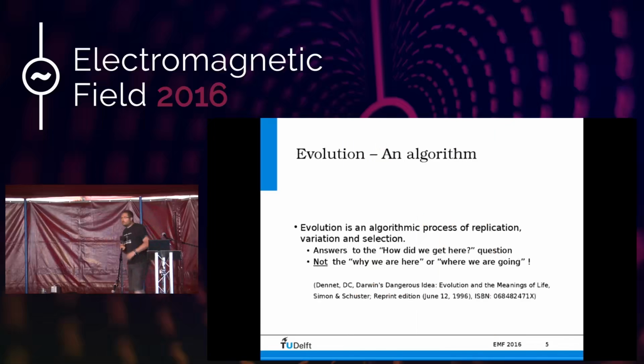So the first thing that I want to point out when we talk about evolution is that it's really an algorithm, right? It's an algorithmic process of replication, variation, and selection. It is the answer to the how did we get here, not the why are we here question. And some of the things that the creationists, the fundamentalists really get wrong is that they think, well, it's the reason why we're here.